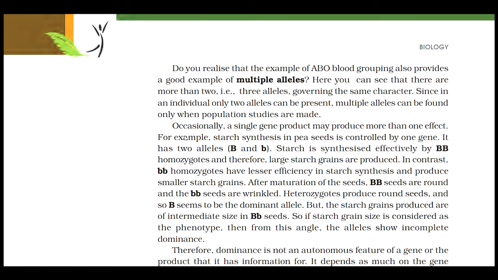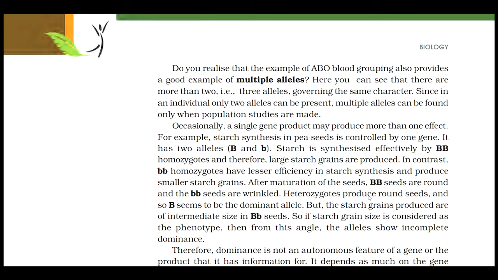For example, starch synthesis in pea seeds is controlled by one gene. It has two alleles, capital B and small b. Starch is synthesized effectively by capital B homozygotes, and therefore large starch grains are produced. In contrast, small b homozygotes have lesser efficiency in starch synthesis and produce smaller starch grains. After maturation of the seeds, capital B seeds are round and the small b seeds are wrinkled.